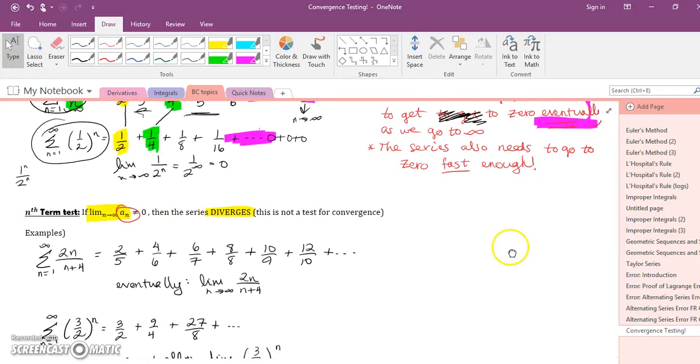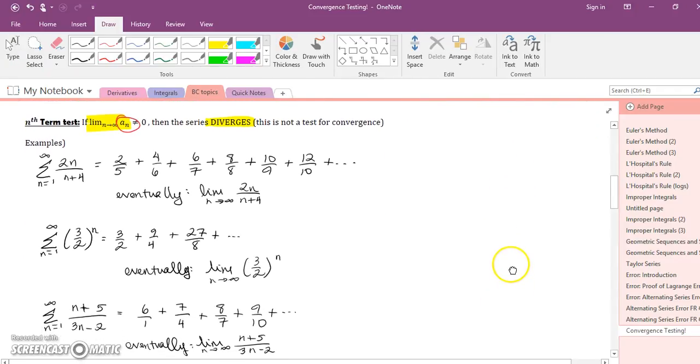Moving on here, so there's the nth term test. I'm going to show you a couple real quick here, just to remind you of how this thing works. Now, he did these with you, but I don't think many of you wrote these down here. So write them down so you have them for your notes. Let's take this series right here, 2n over n plus 4.